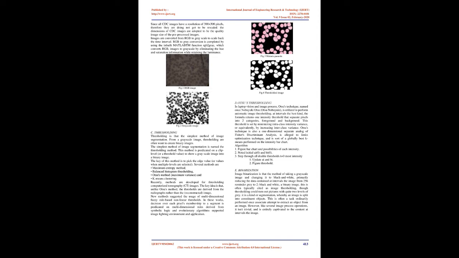Thresholding. Thresholding is the simplest method of image segmentation. From a grayscale image, thresholding can be used to create binary images. The simplest method of image segmentation is called the thresholding method. This method is based on a clip level, or a threshold value, to turn a grayscale image into a binary image. The key of this method is to select the threshold value, or values when multiple levels are selected.